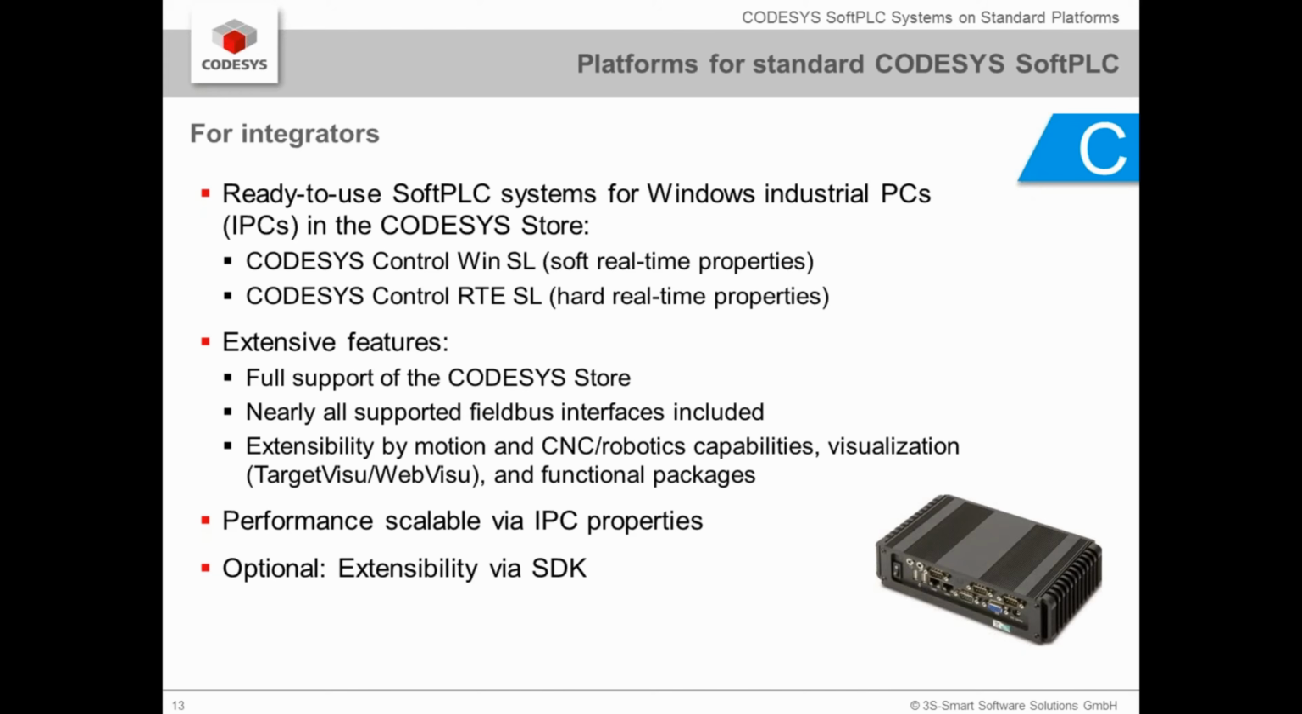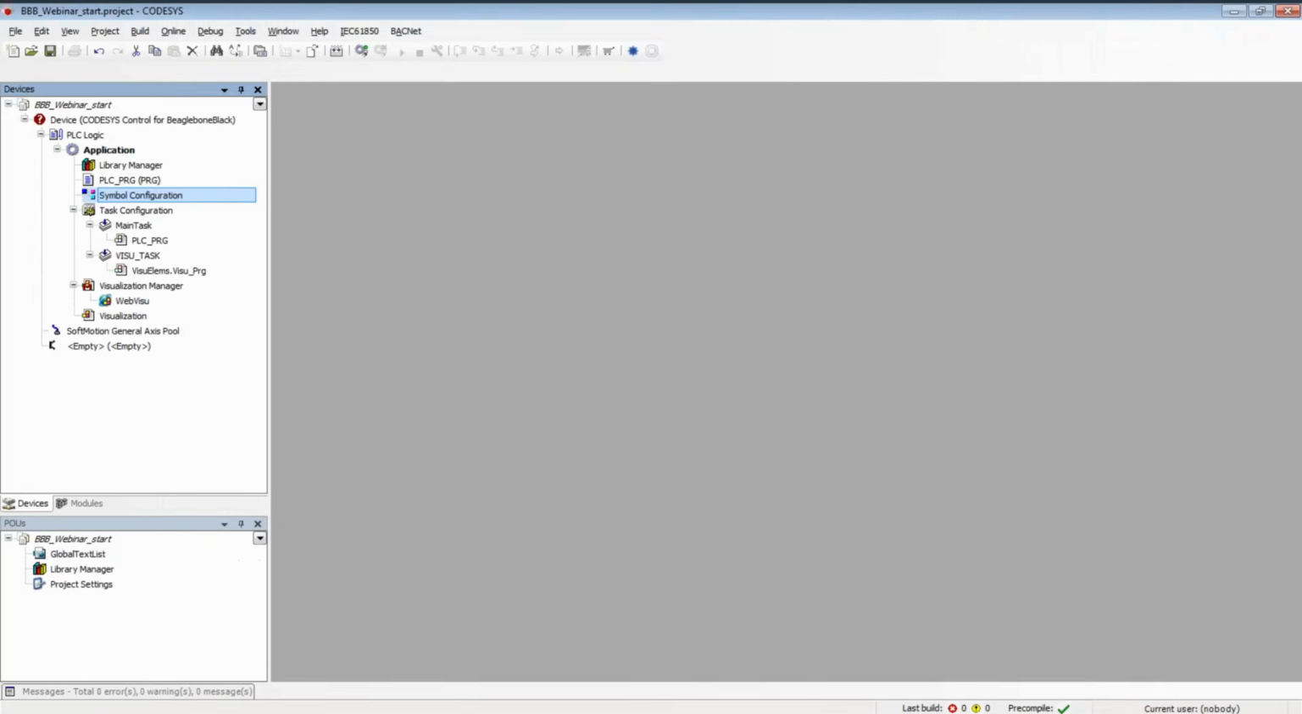I want to show you now in a live mode how to realize such a device, or how to turn such a device into a CODESYS compatible controller. Here next to my computer I have a BeagleBone Black board, and it's connected to my computer via USB. And I want to turn this board into a CODESYS compatible PLC. So which steps do I need to take?